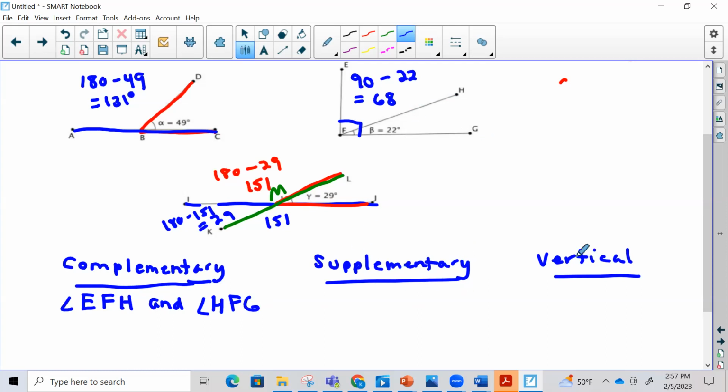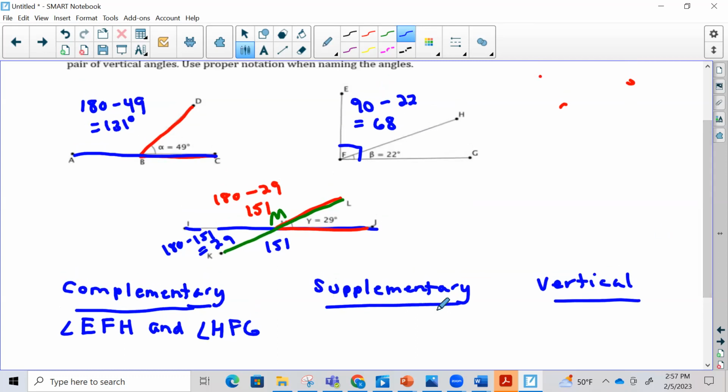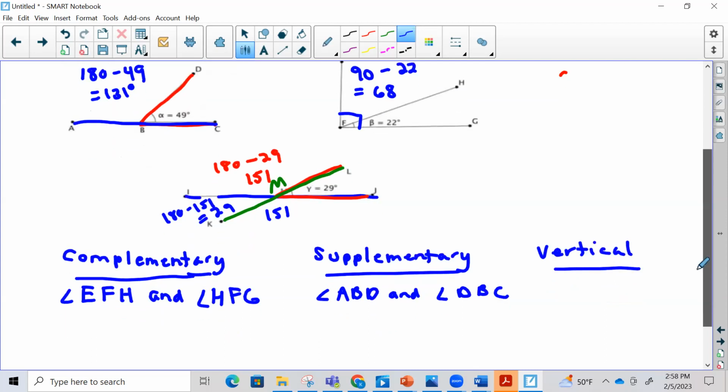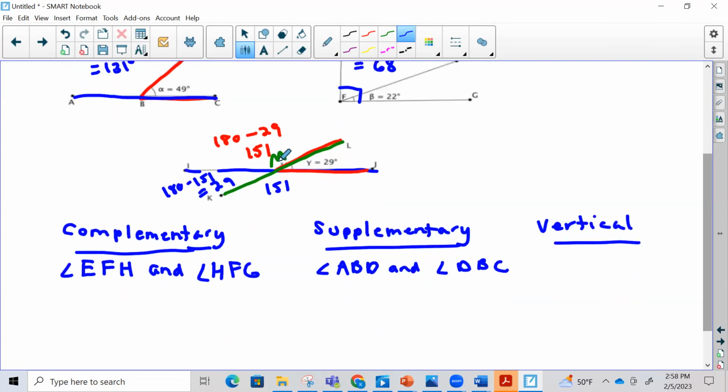So supplementary are two angles that add up to 180. So they have to form a straight angle. So we have a few of them. This first diagram, we have ABD and angle DBC form that straight angle of ABC. And then in this second diagram, we actually have a bunch. So if I start with this top angle, IML, and if I'm doing this straight angle, the other one that makes it is LMJ.